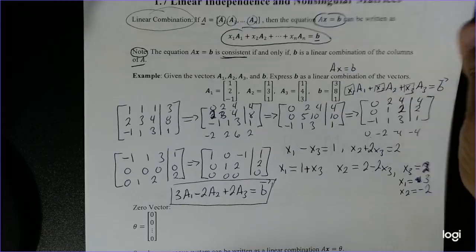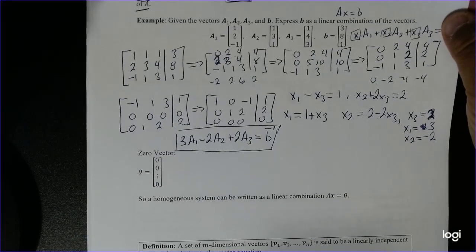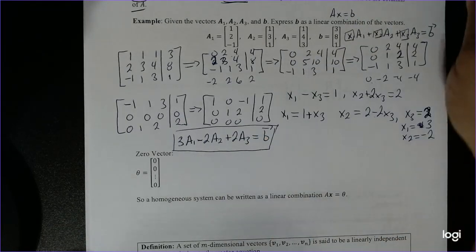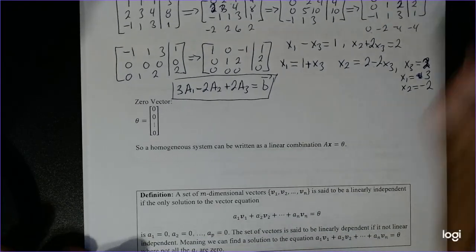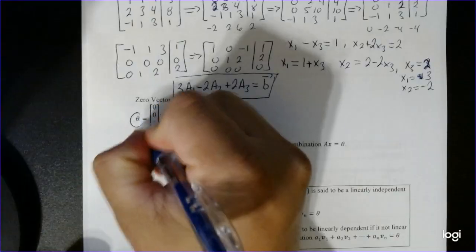So that's how we do linear combinations of vectors, or how to express something as a linear combination of matrix A. Okay, so as we go forward, let's find out what a zero vector is. It's pretty straightforward. A zero vector is basically just a bunch of zeros. But it's special because we have a notation for it.